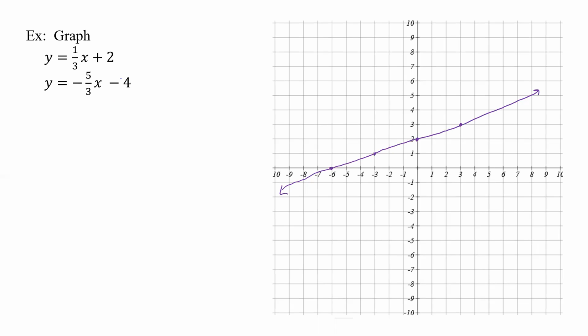All right. What about the next one? Well, I start at (0, -4). And then I'm going to go negative 5, 3. So it's going to be a slope that's coming down like this.